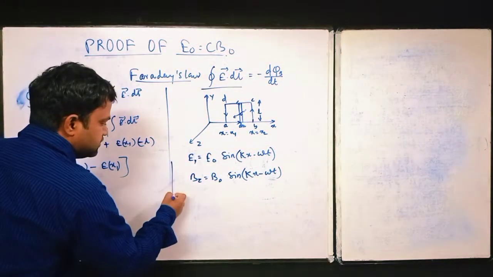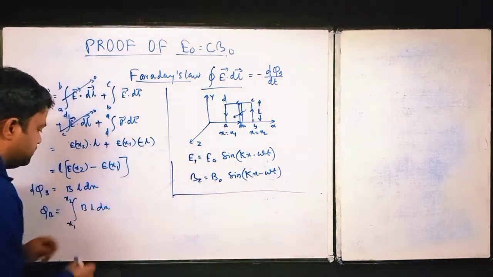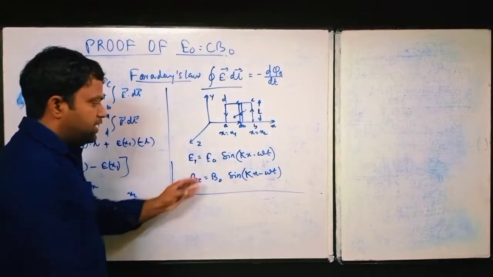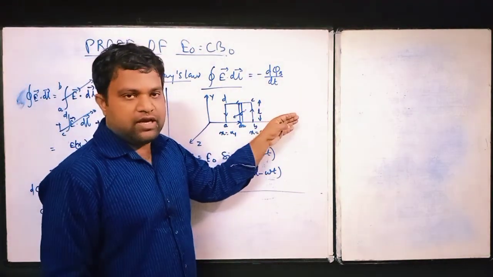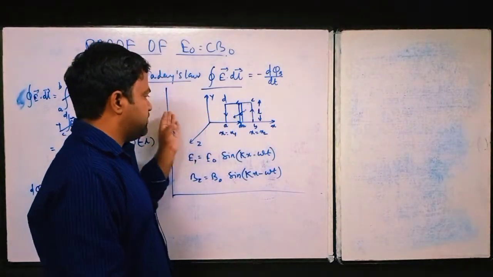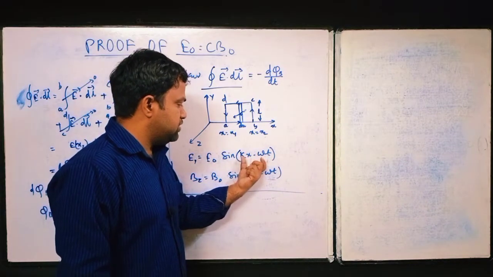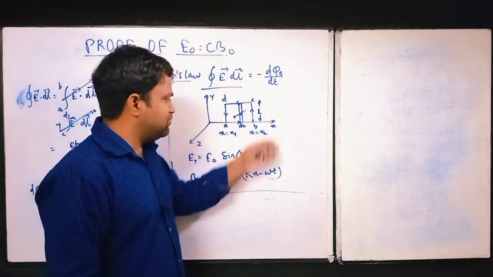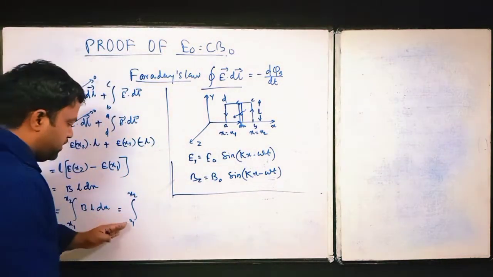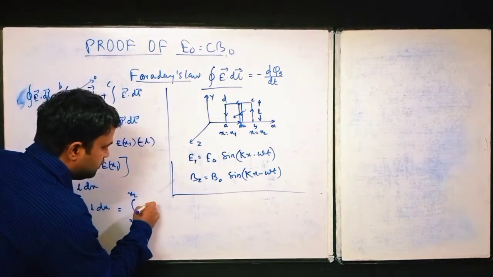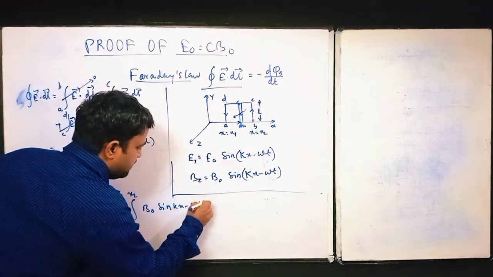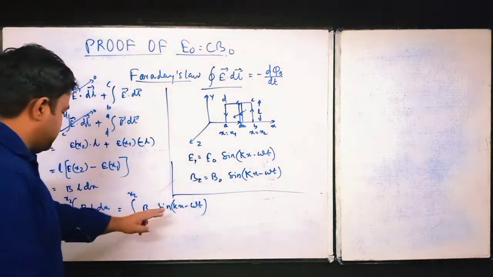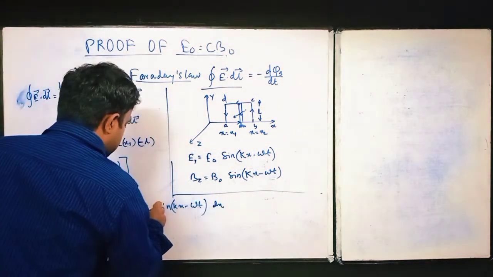So Φ_B is, if we put B here, the integral from x1 to x2 of B0 sin(kx − ωt). And kx − ωt means the wave is propagating along the positive x-axis. kx + ωt means the wave is propagating toward the negative x-axis, because for kx − ωt to stay constant, as x increases t increases. So kx − ωt is a wave progressing along the x-axis, right? So B is B0 sin(kx − ωt), where k is the wave number 2π/λ and ω is 2π/T, all these things you know, with L dx.